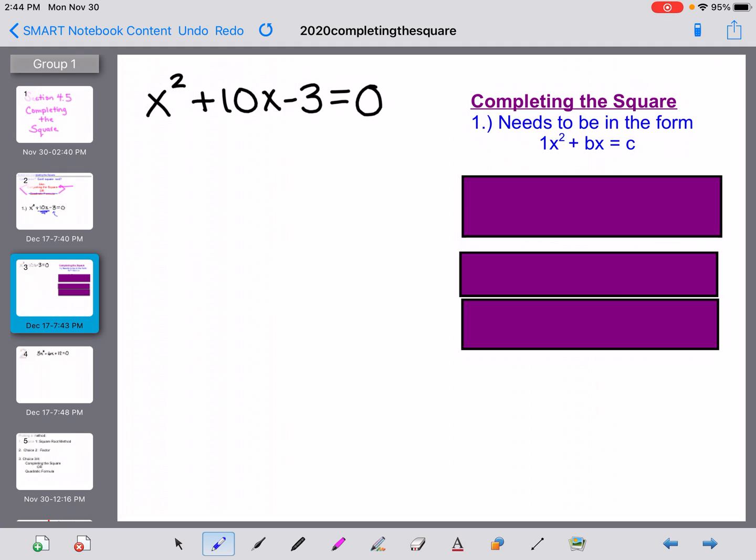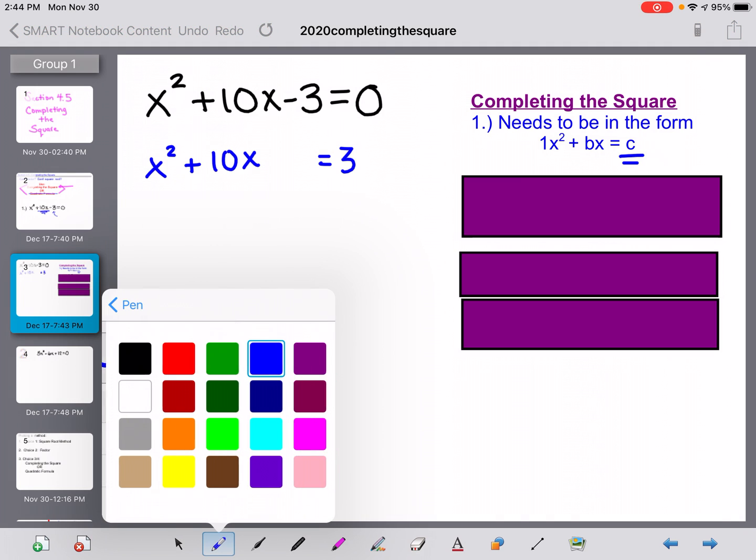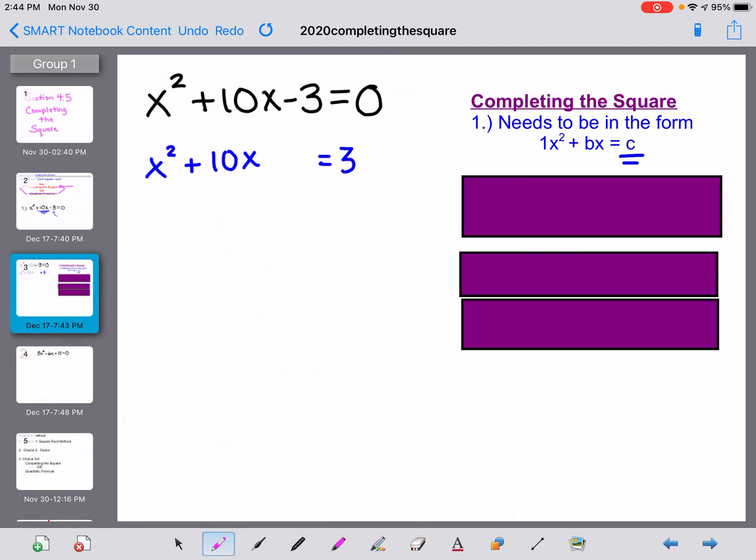And we have to move that c value over to the other side. So to set this problem up, all I'm going to do is move the 3 to the other side, and I'm going to leave a space where the 3 was. Because in that space is where I'm going to complete the square, right? So I'm going to add something to both sides. I'm going to do it in pink. I'm allowed to do this pink step because as long as you add the same thing to both sides, mathematically, you're allowed to do that.